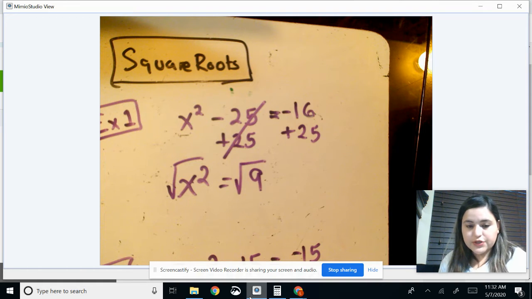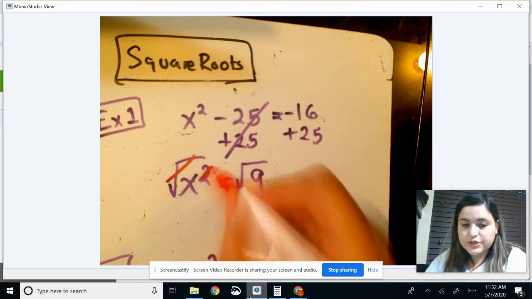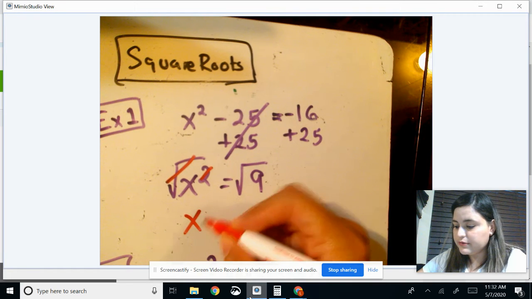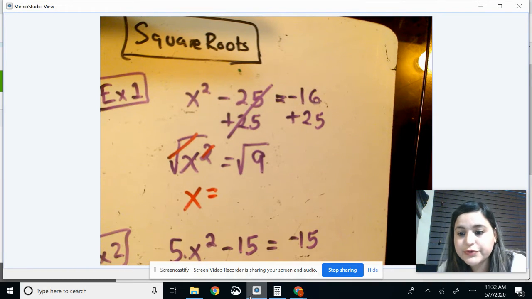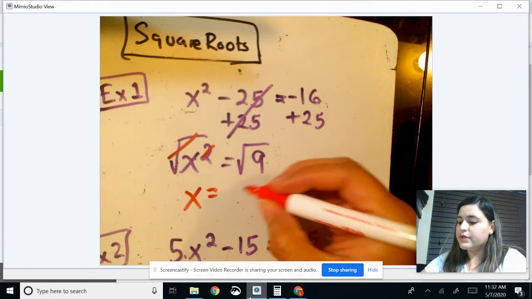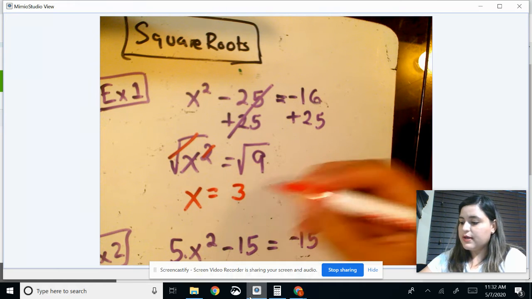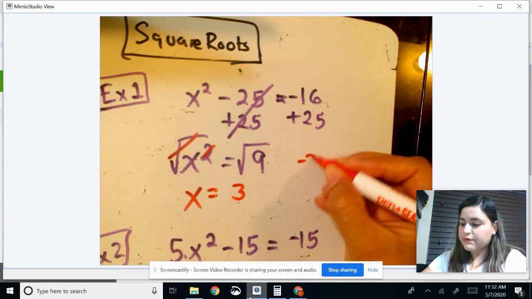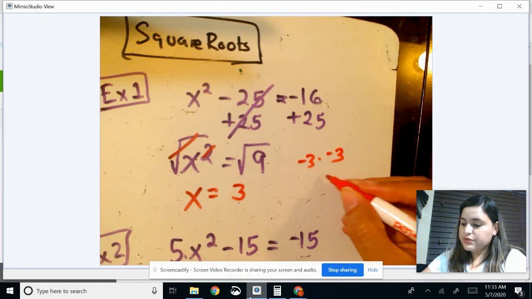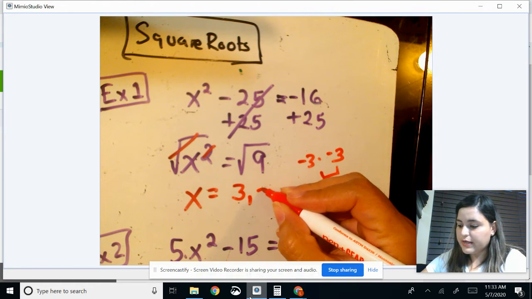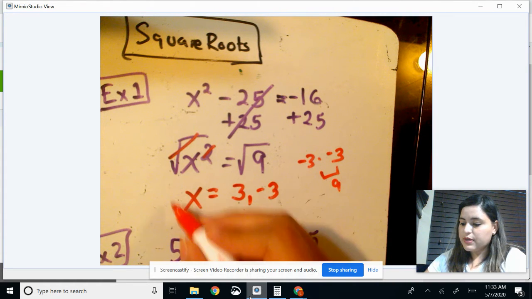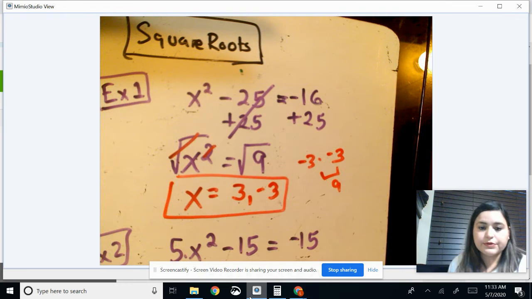So once you do that, you know that they are opposites. Opposites cancel each other out, so you're left with just x by itself. And what is the square root of 9? We already talked about the square roots. We know that the number times itself that gives you 9 is 3. And there's also negative 3. Remember, negative 3 times negative 3 also gives you 9. So your answer is going to be 3 and negative 3. So that's going to be your answer for the first one.